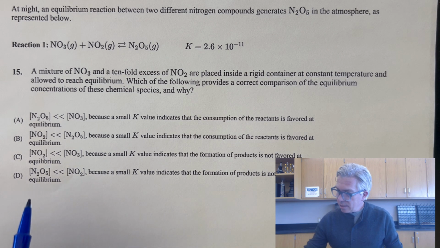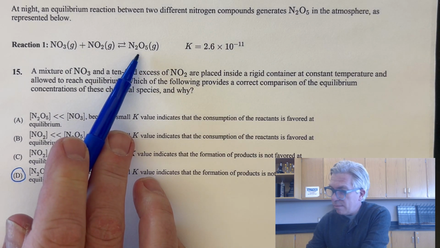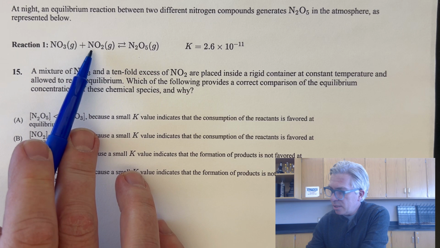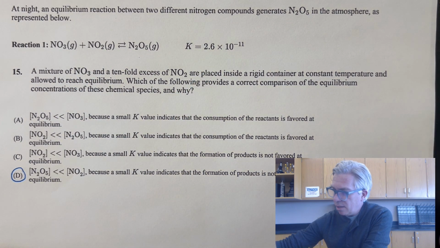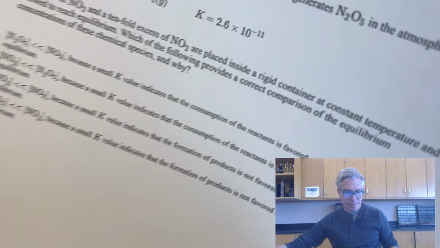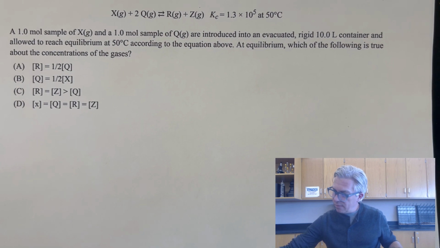All right, and if you picked letter D, then congratulations. The concentration of N2O5 must be really small in comparison to this one because that's a very tiny equilibrium constant, and the formation of products is not favored at equilibrium. So if you got that, good job. All right, just a couple more to finish up this video.